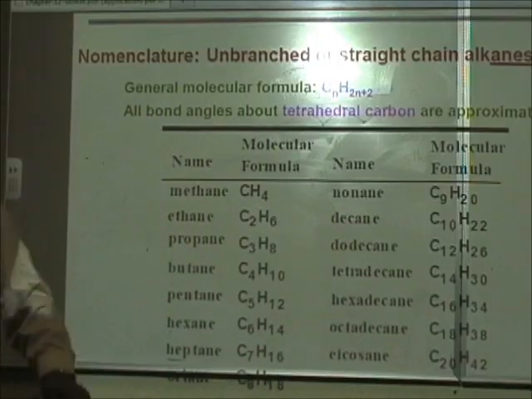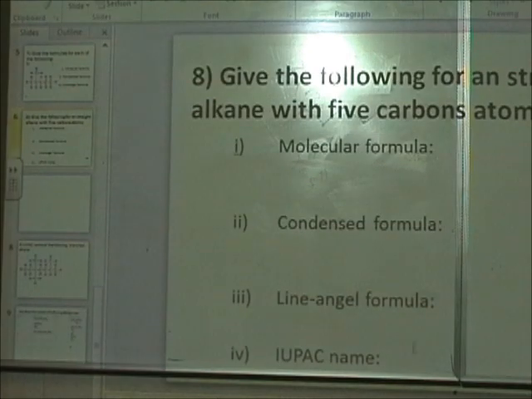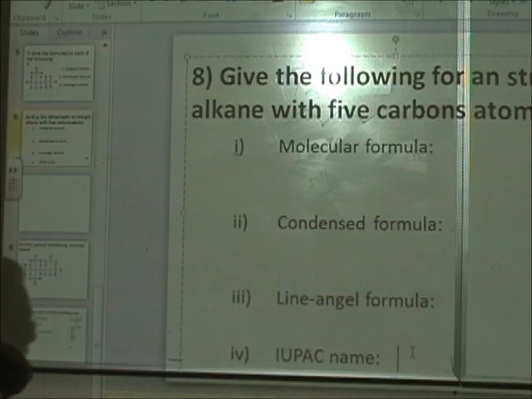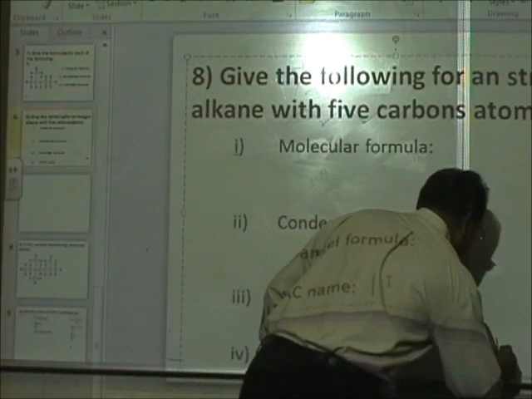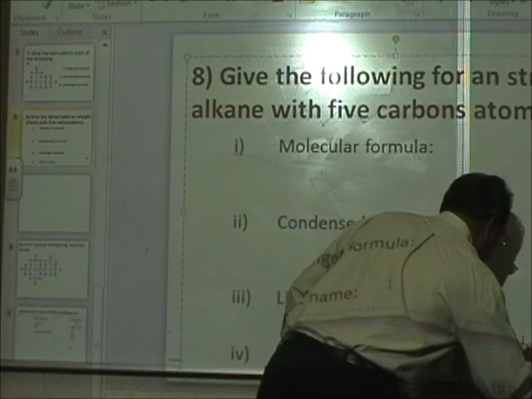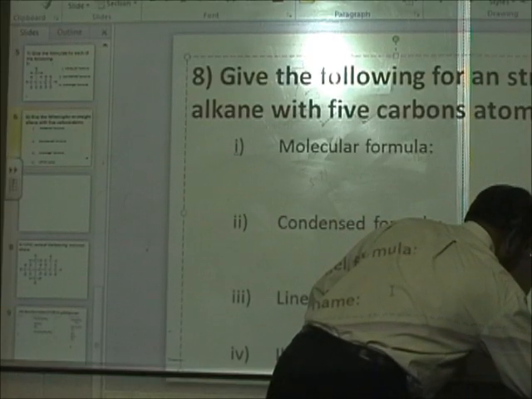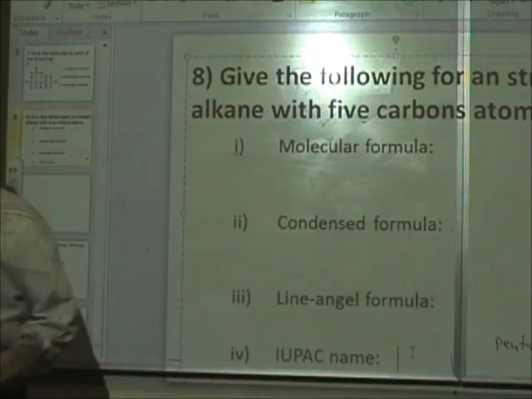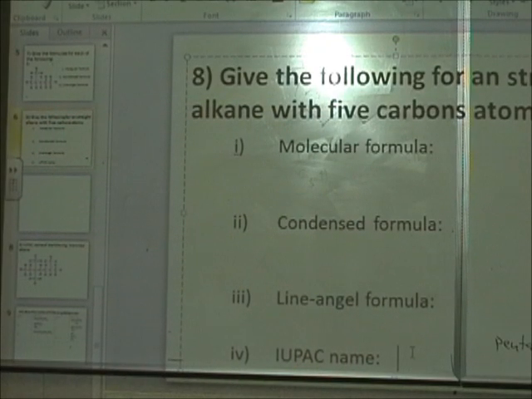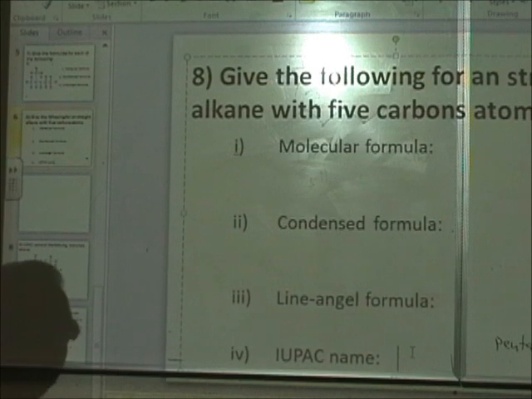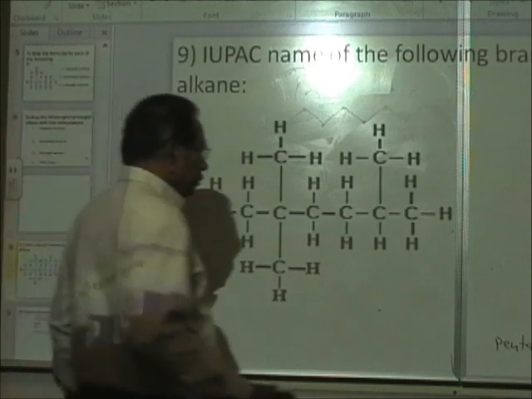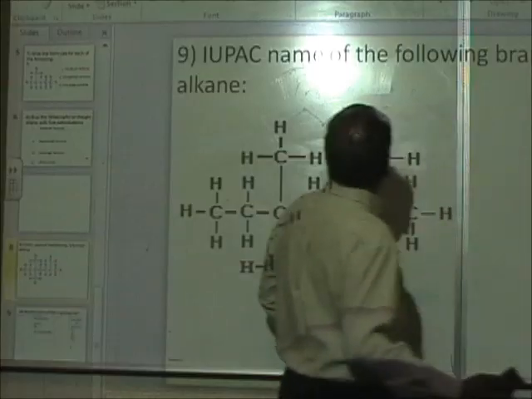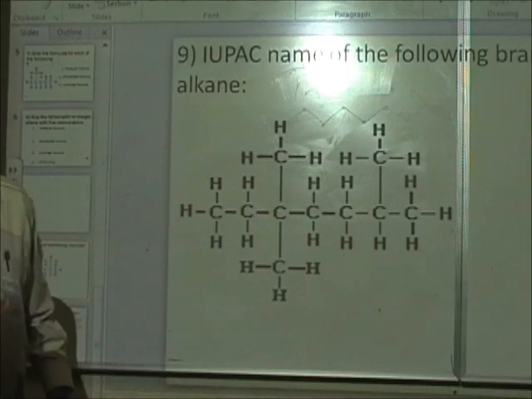Okay, we go in here, IUPAC naming. Therefore, the IUPAC name for this one should be pentane, right? Sometimes we call it n-pentane. N means normal, and normal means unbranched, but it's not very common to call it that. Now we need to do the IUPAC naming for branched alkanes.